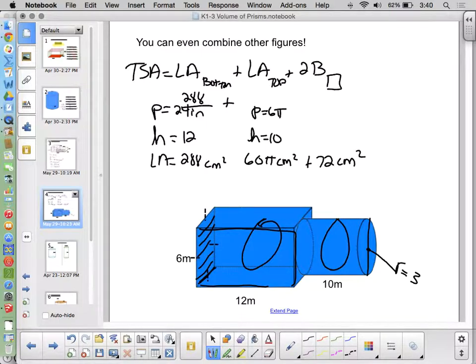We simply add those all up. 288 plus 60 plus 72. And that'll give us our total surface area. If we add those up, it's 290 plus 60 is 350 plus 70 is 420, I believe, centimeters squared. That would be my total surface area. To find the volume, we simply add the 2 volumes, volume of the square-based prism plus the volume of the cylinder.